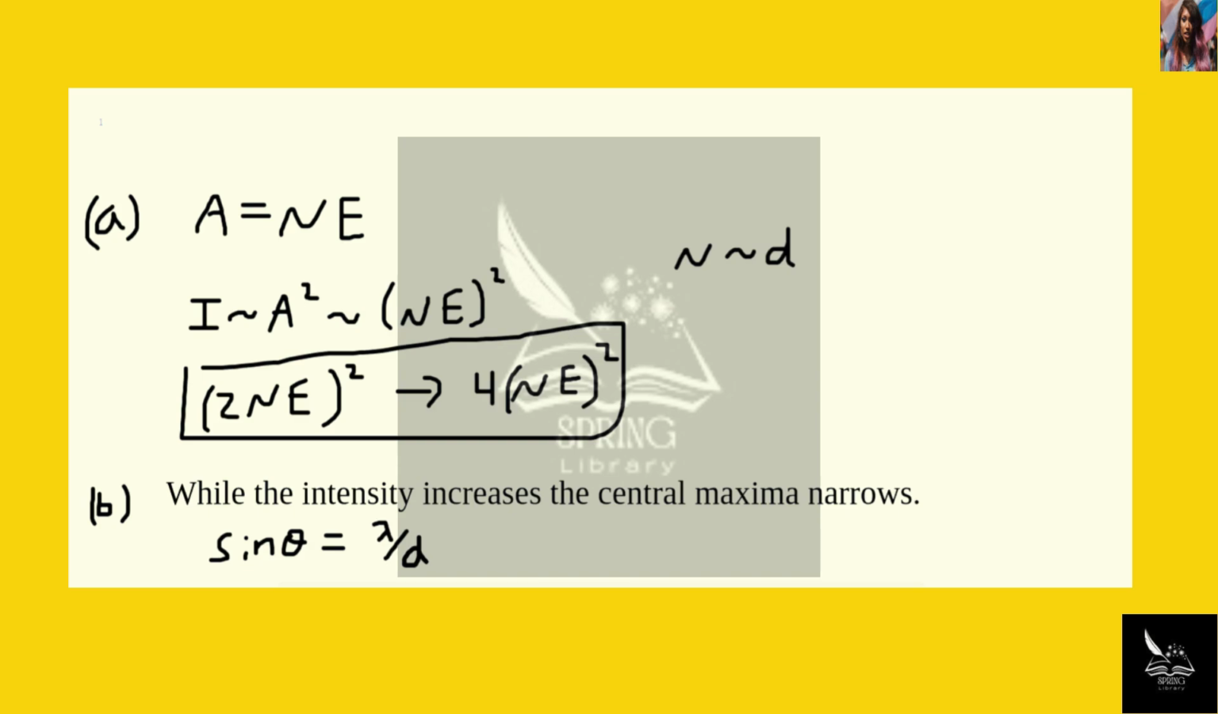Therefore, the energy is conserved. So you increase the intensity, but you're narrowing the central maxima, so the energy ends up being conserved. So we can say thus energy is conserved. And that would be your solution to B. You could go ahead and box all of it in if you would like.